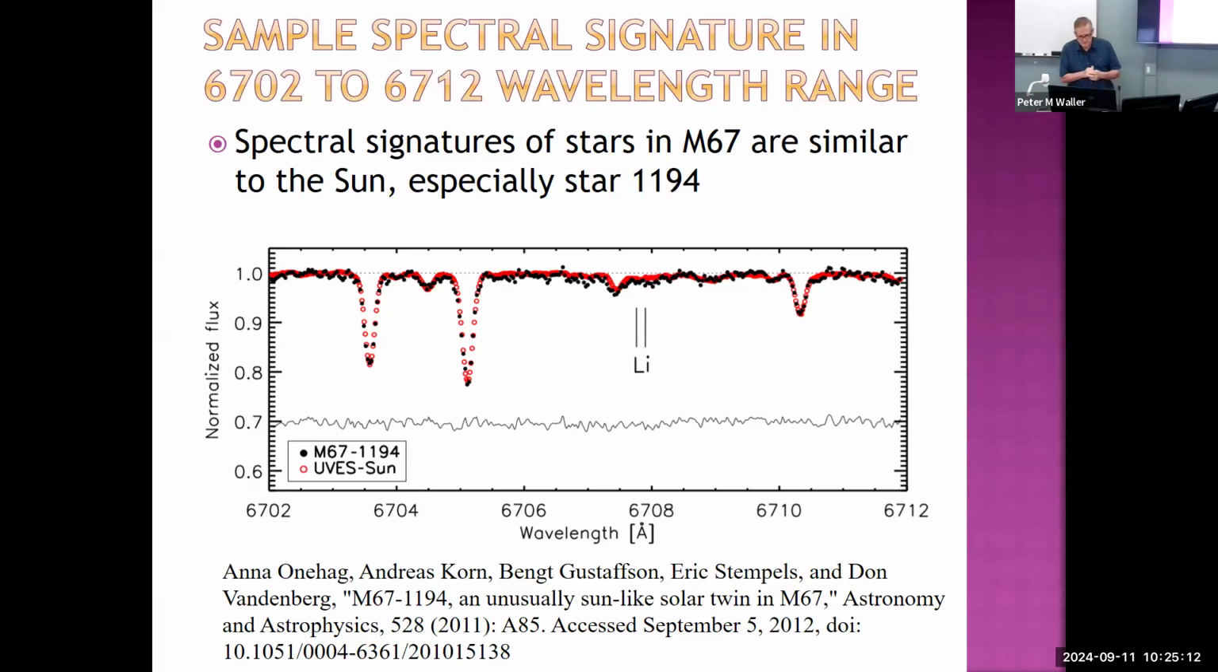And this is why scientists think that the sun might have been born in M67, at least until the stellar dynamics studies. Stellar dynamics deals with the movement of stars relative to each other. But you can see that the pattern of the spectral signature is very similar to M67. And this is just one wavelength interval from 6702 to 6712 angstroms. So it's a very small part of the entire spectral signature.